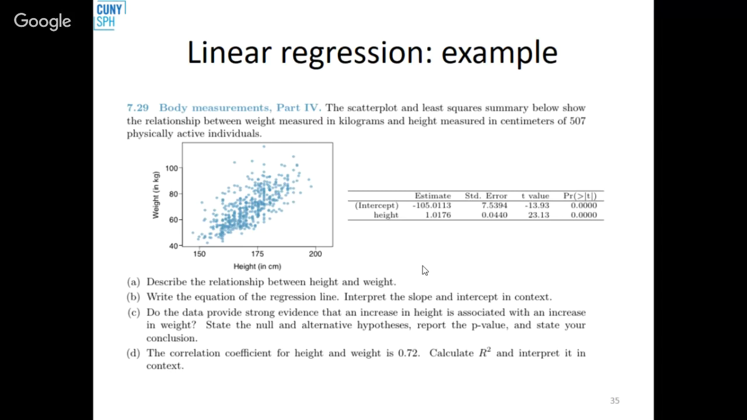Here's an example from your textbook, chapter 7, of body measurements. The scatter plot and the least squares summary below show the relationship between weight measured in kilograms and height measured in centimeters of 507 physically active individuals, and it actually does look pretty linear. With so much noise it would be hard to tell if it were not. I kind of expected it to be maybe an upward curving relationship, assuming that as you get taller, you also get larger in other dimensions as well.